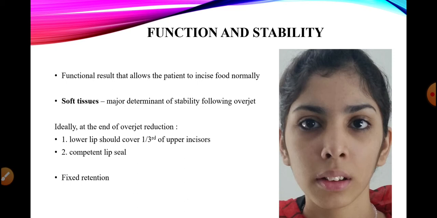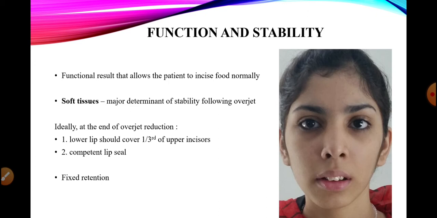So for the stability of class 2 division 1, ideally the lower lip should be covering 1/3 of the upper incisors following the overjet reduction. But if it is not possible to get the upper incisors under the control of the lower lip at the end of the treatment, for example in cases with severe lip incompetency pre-treatment, or any other reason, in those cases an additional fixed retention should be added to the upper arch, and in cases to the lower arch as well, where they are proclined.